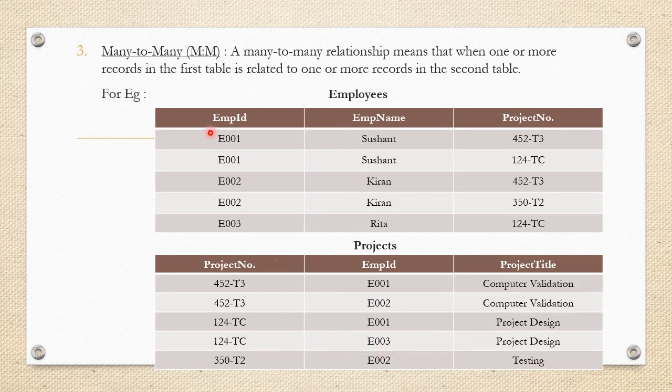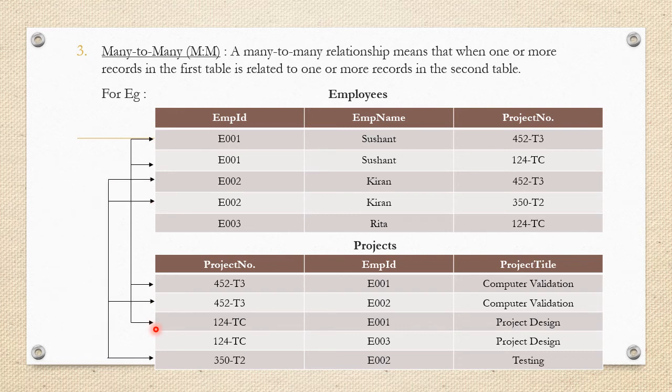Okay, so this is what we can say, from the first table 1 or more records will be related to 1 or more records in the second table. See here, now E001 and E001, these multiple lines are there, and here also multiple lines are there. Means what is this? Many to many. Okay, so see, Sushant is working in these two projects, that's why this is many to many.